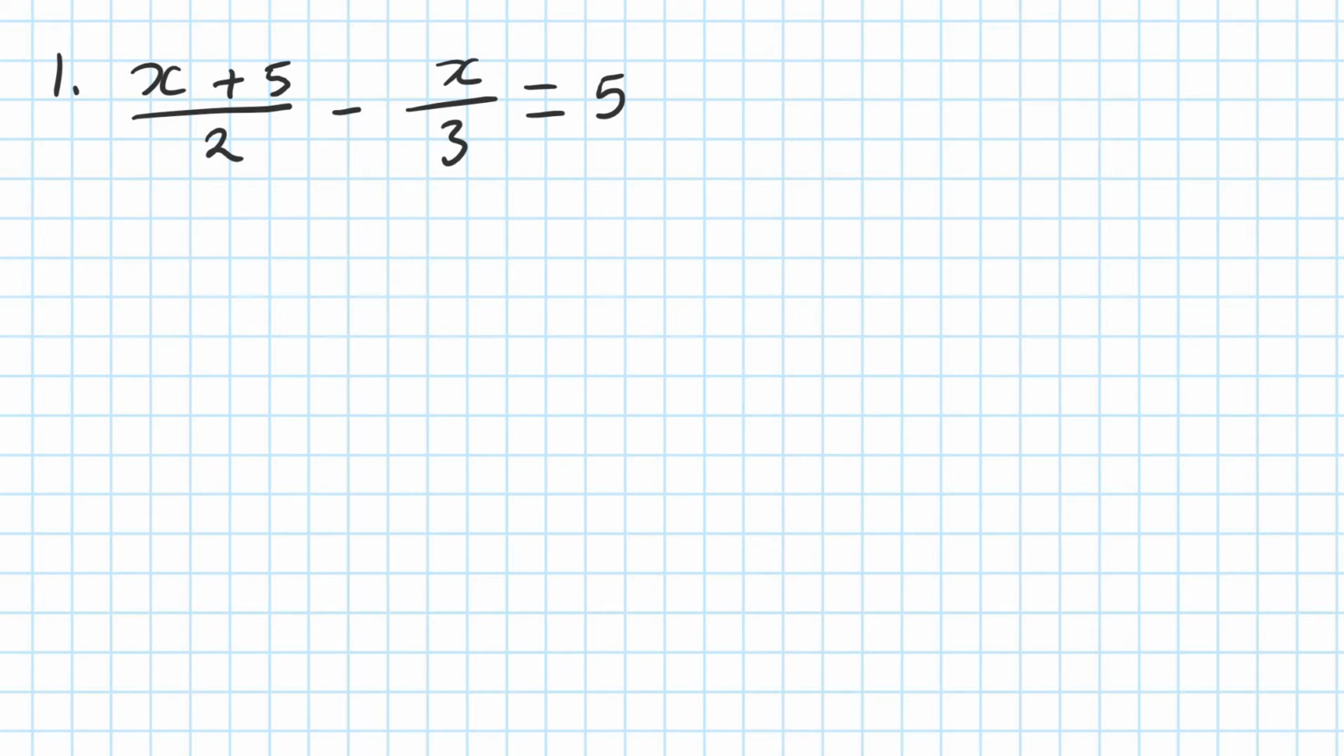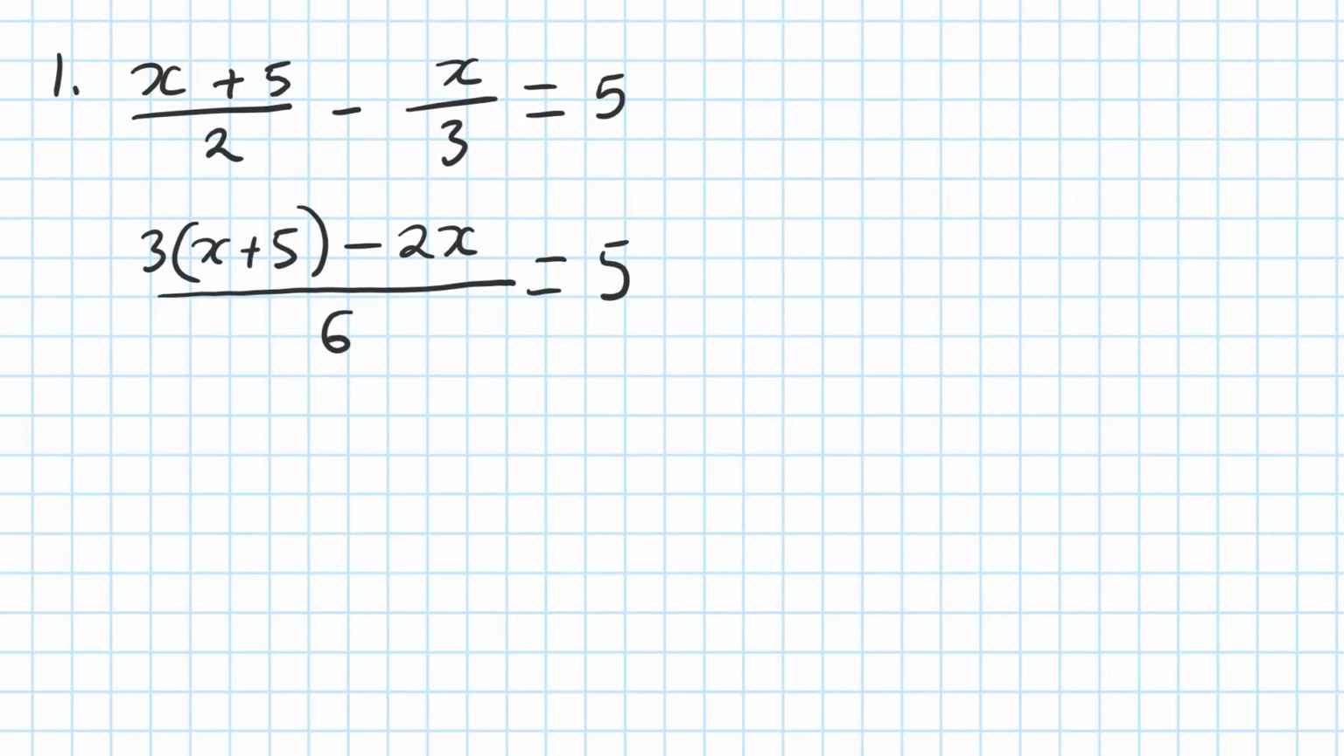To solve these equations, first we look for a common denominator. In other words, the lowest common multiple of 2 and 3. So the common multiple of 2 and 3 is 6, right? So we just write everything over 6. From 2 to 6 is 3 times, so the top must be times by 3. So therefore it must be 3(x + 5), minus 2 times x is 2x, which is equal to 5.